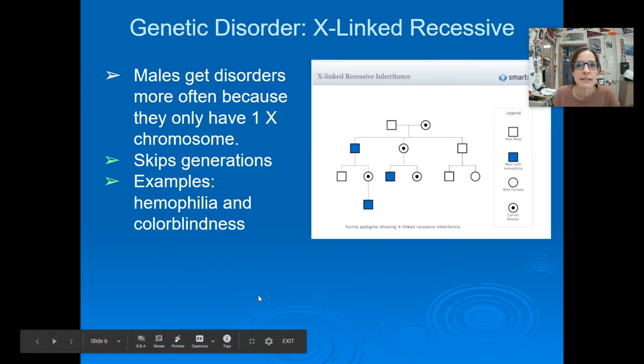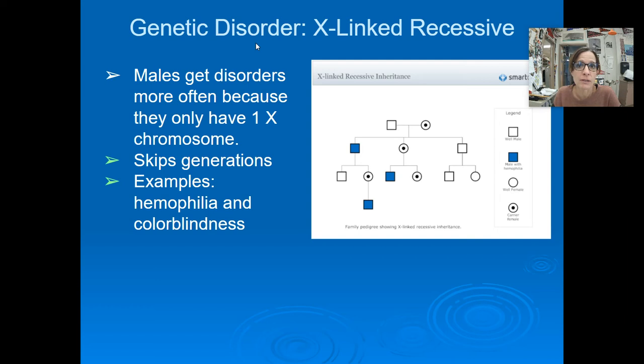Okay, so the next one is a genetic disorder. And let me backtrack. A genetic disorder just means there's a gene mutation, right? So it could be 3 or 4 letters that are different. An A could be substituted for a C. So that means it's just a small little change in the A's, T's, C's, or G's.